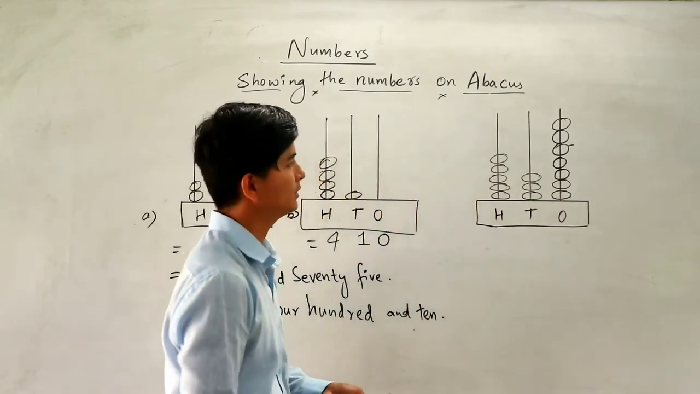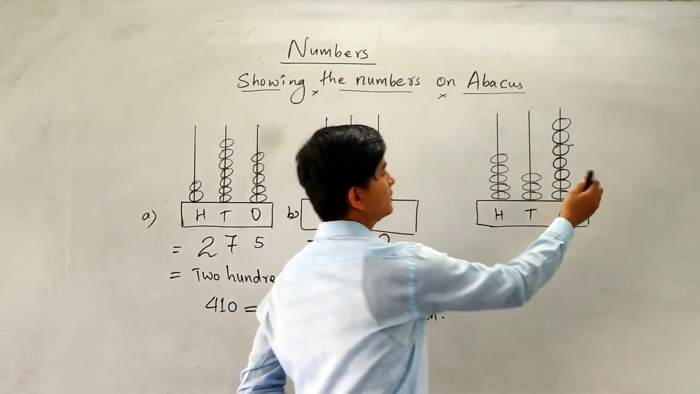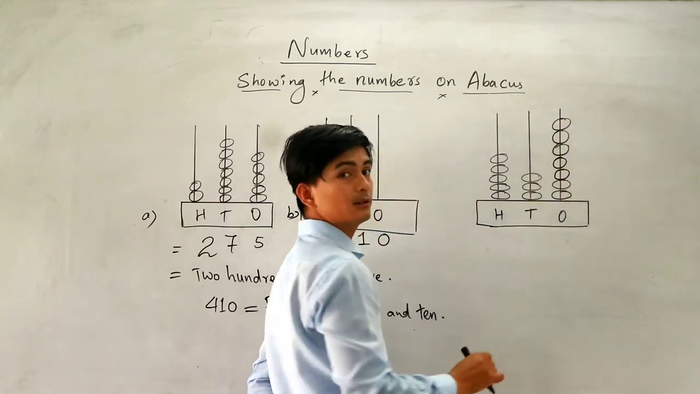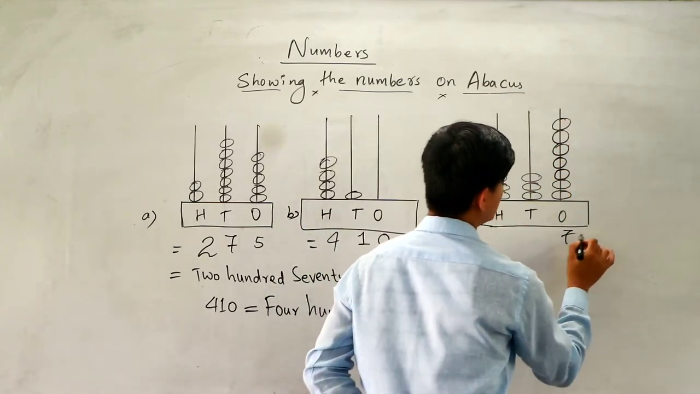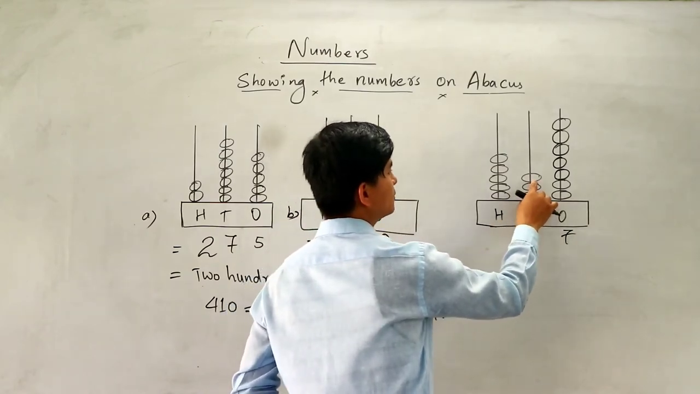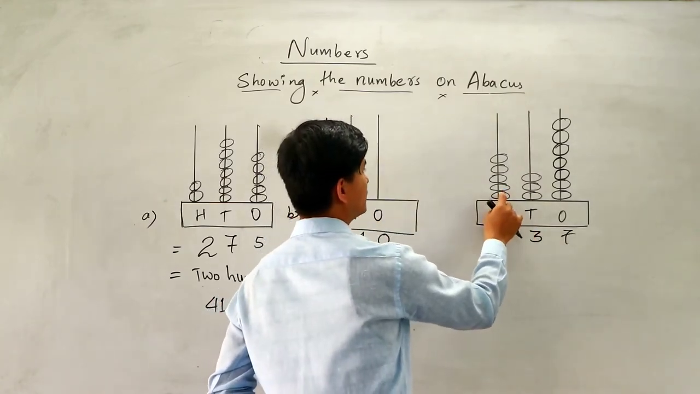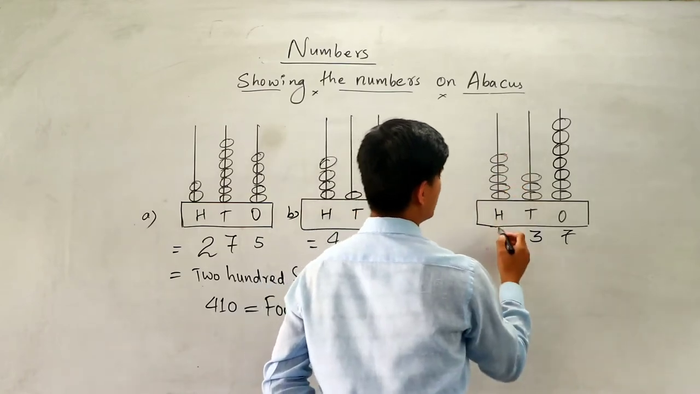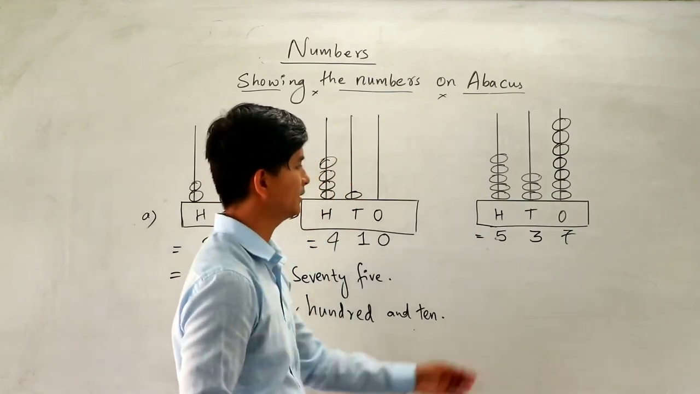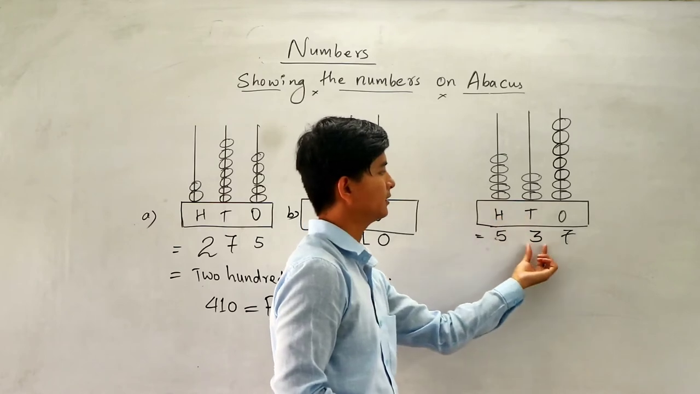So tell me, how many are there in ones? You have to count it. It is easy. 1, 2, 3, 4, 5, 6, 7. How many came? 7, so you can write your 7. After that in the tens place, how many beads? 1, 2, 3, so 3. After that, in the hundreds place, count it: 1, 2, 3, 4, 5. 5 beads. Okay? So in this way, you can write the number 537.